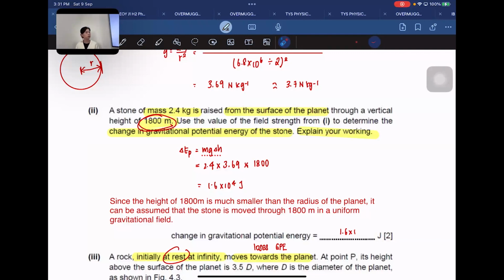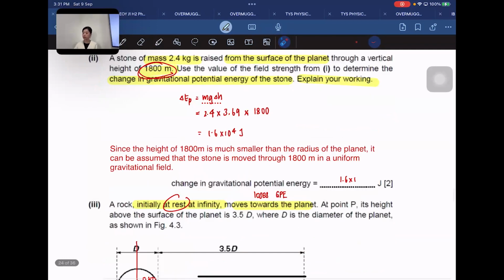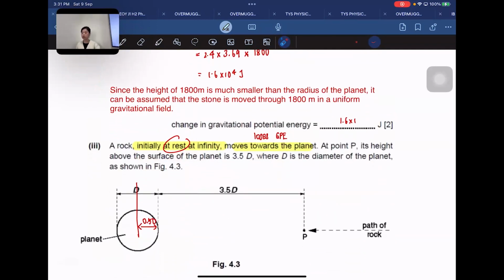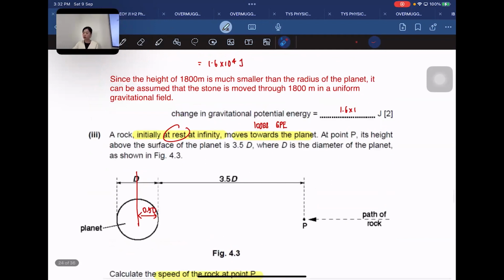Now, part 3, it says, a rock initially at rest at infinity moves towards the planet, meaning your rock loses GPE, because at infinity it's taken to be 0, then as it comes nearer to Earth, it starts to be negative. At point P, where its height above the surface is 3.5 d, where d is the diameter, so basically you have an object moving towards point P. Point P is 3.5 d away from the surface of the object. Now, it says that the object is initially at rest, then it starts to move, so it starts to gain KE. Calculate the speed of the rock at point P.